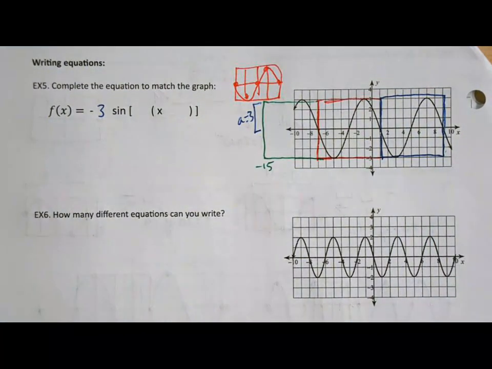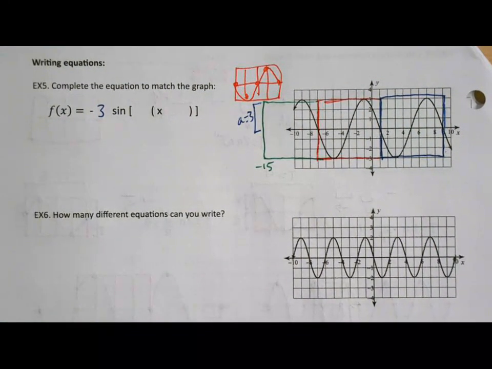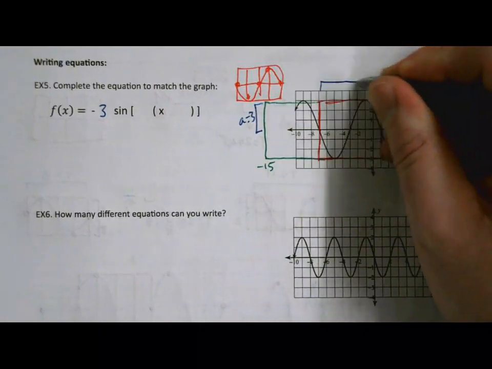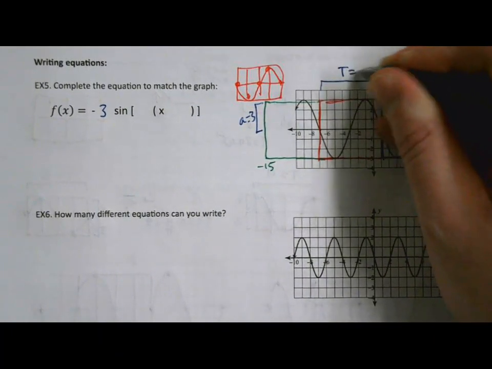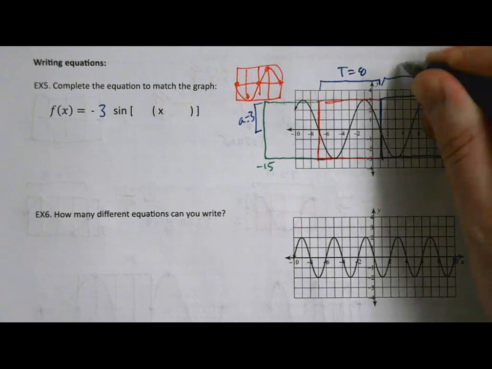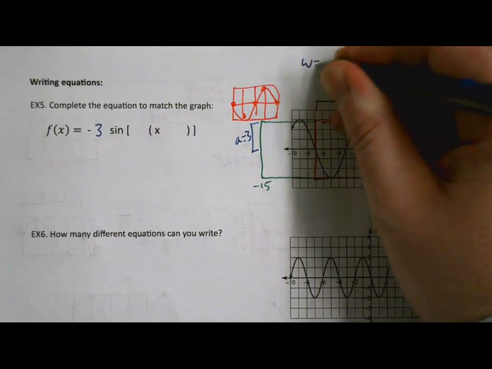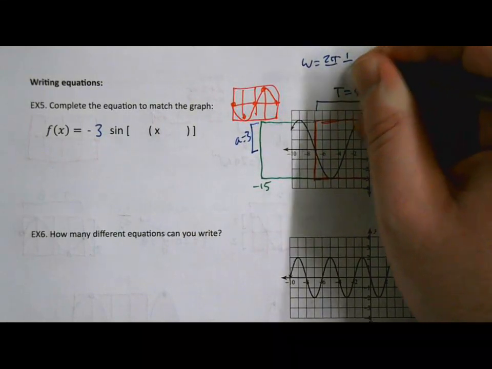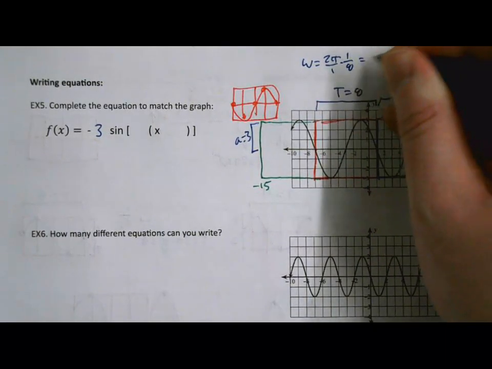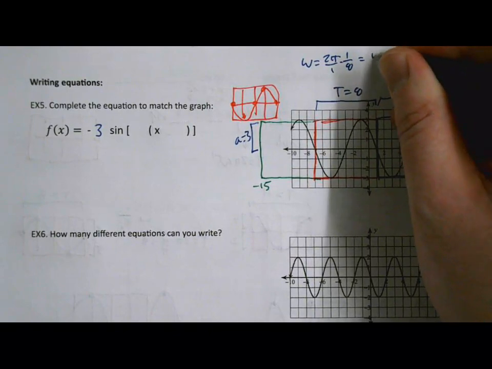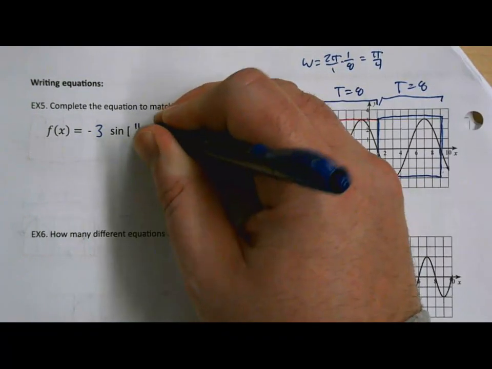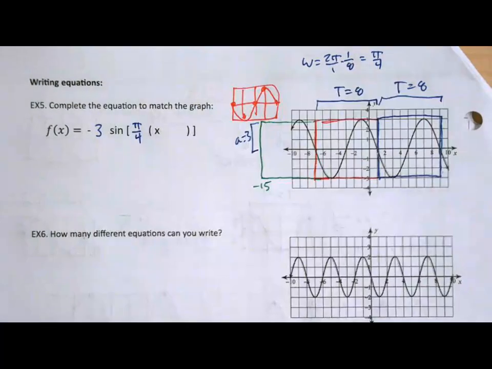What else is going to be the same for each of these? Omega is going to be the same because the period's the same for all of them. T is 8 no matter which one we're picking, right? So what's omega going to be? 2 pi times 1 over 8 is 2 pi over 8, pi over 4. So omega is pi over 4.